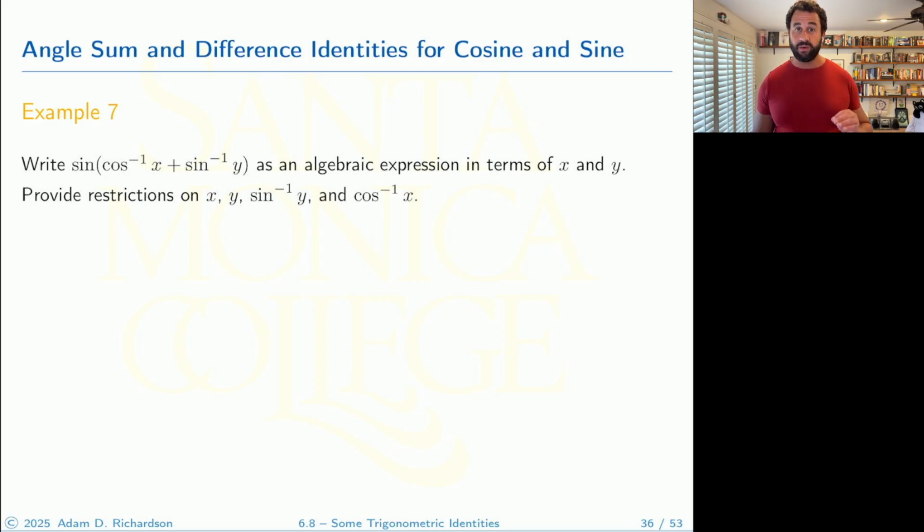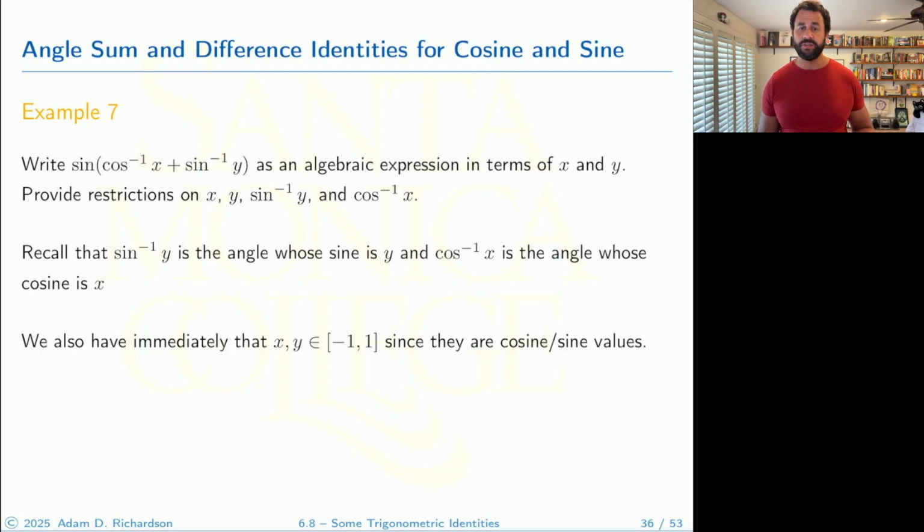But the main thing I want to point out here is this. Remember cosine inverse and sine inverse, those are angles, right? The arc trig functions, the inverse trig functions spit out angles. So these expressions here are angles. And what we're doing is we're doing sine of an angle sum. So because we're doing sine of an angle sum, we're going to use the angle sum identity for sine. We just need to find all of these individual values. So that's what we're going to do.